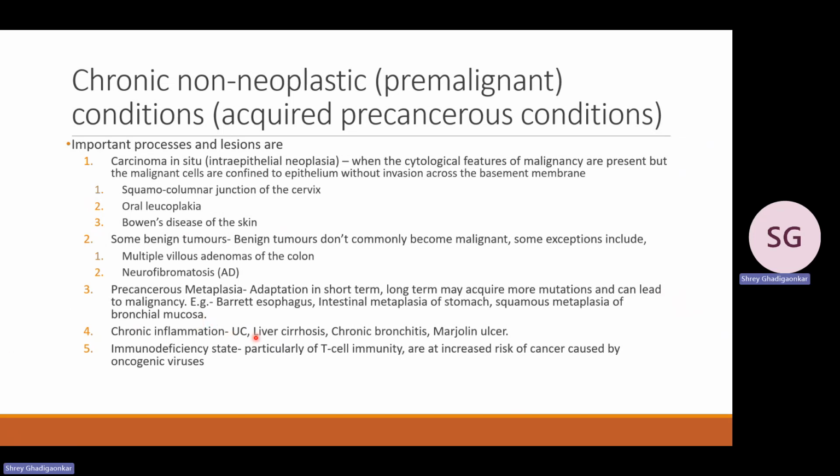The next one is chronic inflammation, as mentioned. So, for instance, ulcerative colitis, liver cirrhosis, chronic bronchitis, Marjolin ulcer, and immunodeficiency states. Particularly deficiencies of T cell immunity are usually associated with an increased risk of cancer, especially oncogenic virus-related cancer.